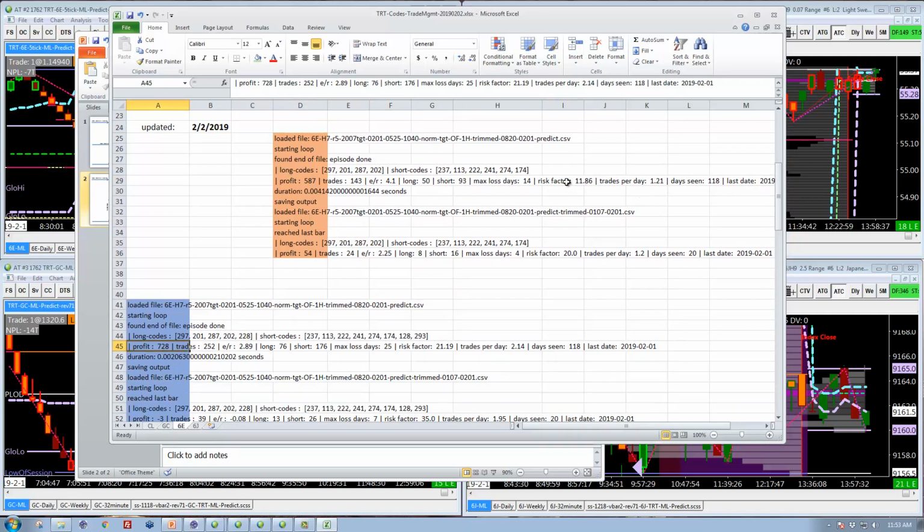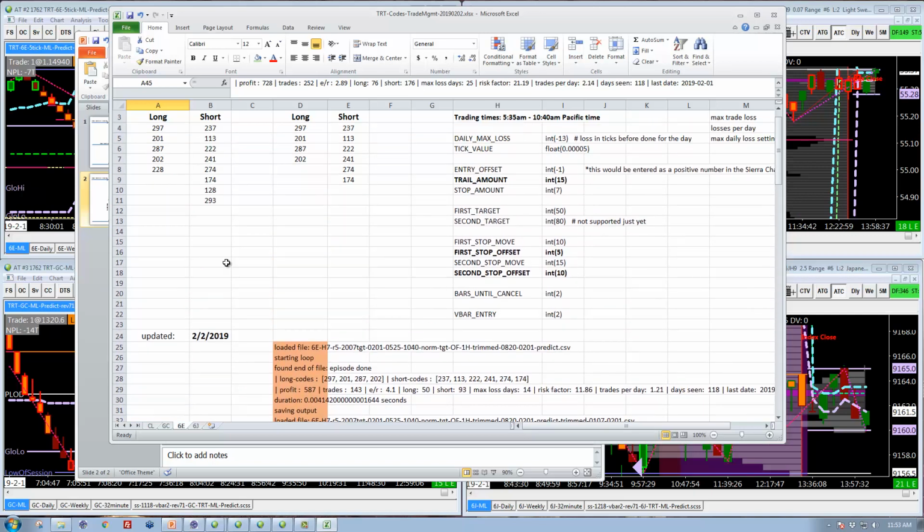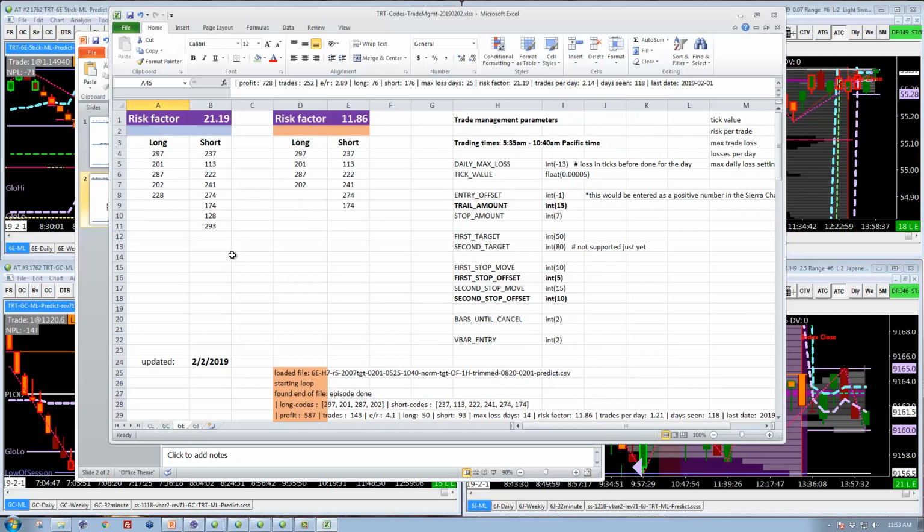But this risk factor is important because it's the probability that you're going to get taken out for the day. And you don't want to think of it in a linear way. It's not like this is now twice as probable. It's more than that, just because of the way that the randomness works.